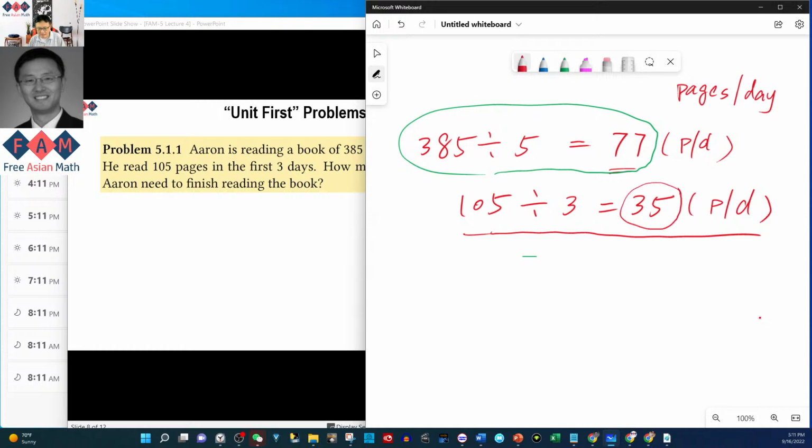But based on the same relationship, if the total book is 385, and now you need to actually figure out this guy. Remember, this is just hypothetical. We assume Aaron can finish in 5 days. Now we want to calculate how many days Aaron can actually finish. Then it's just 385 divided by the real pace. So if we use 385 divided by the real pace, which is 35 here, we should get back to the days.